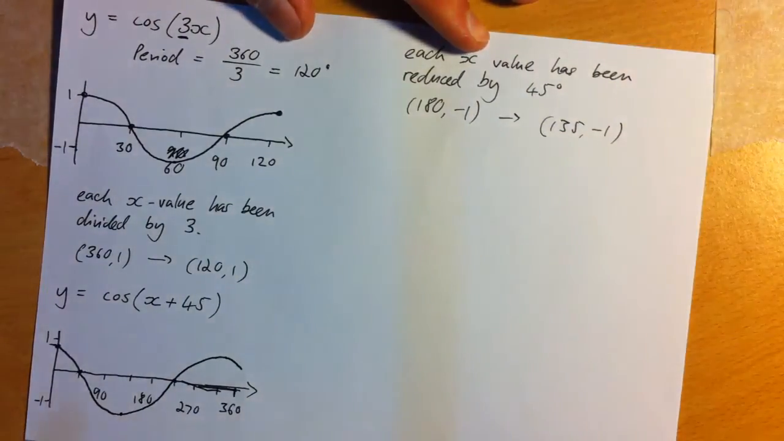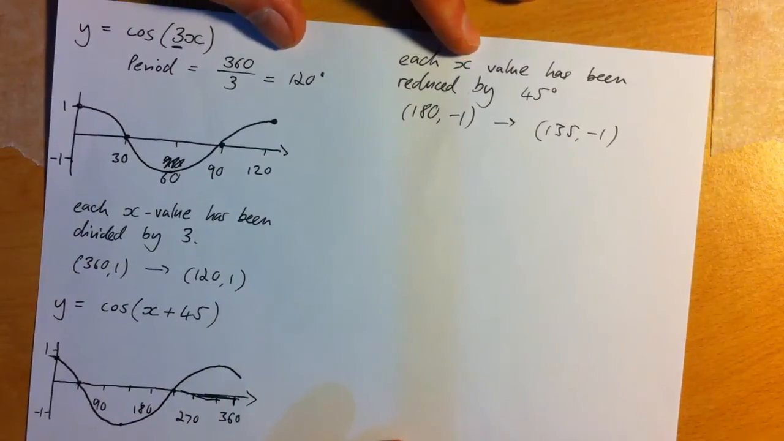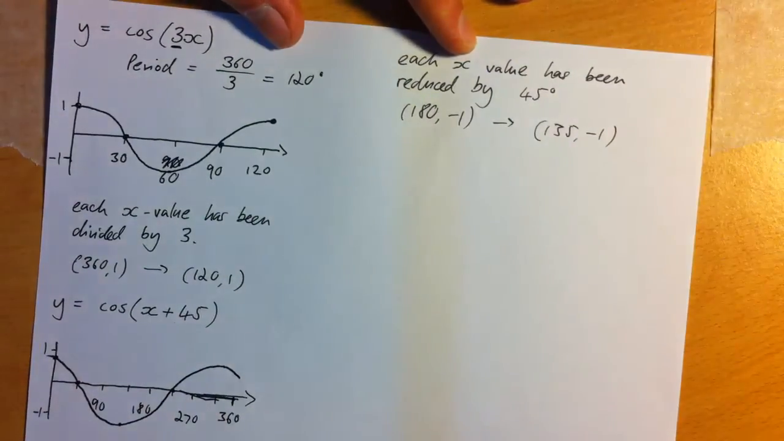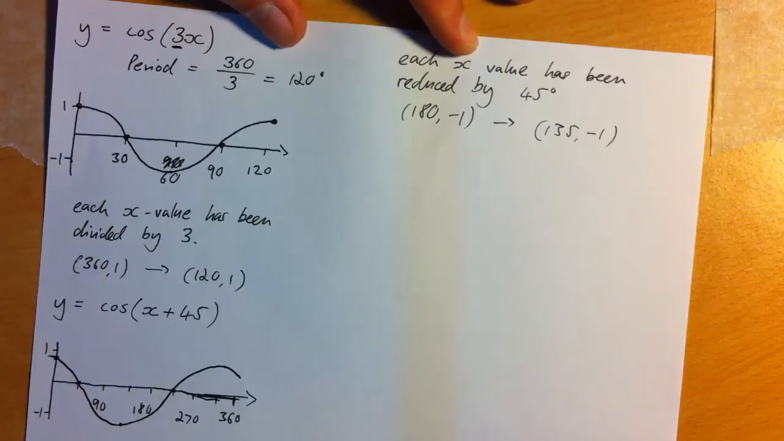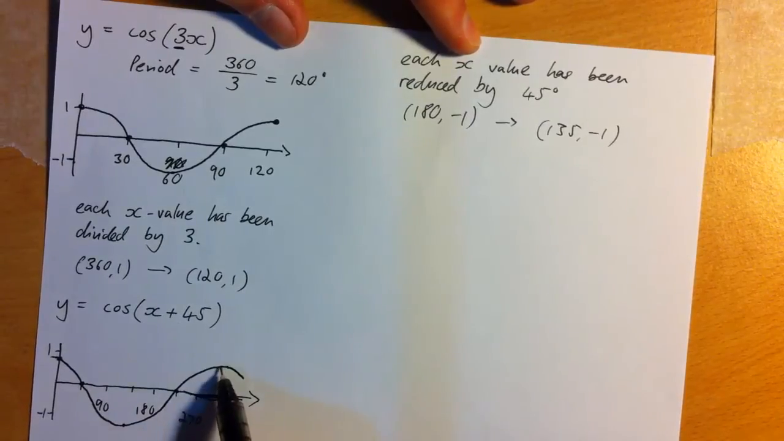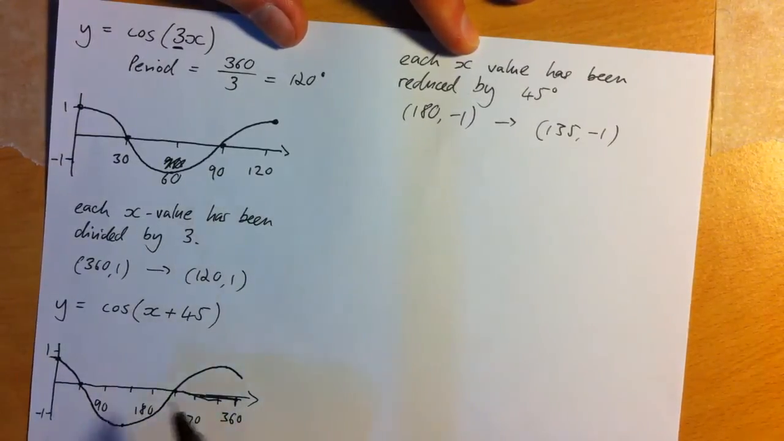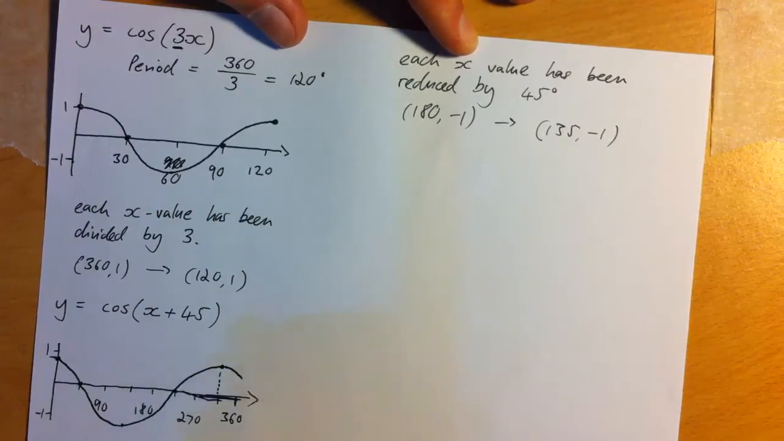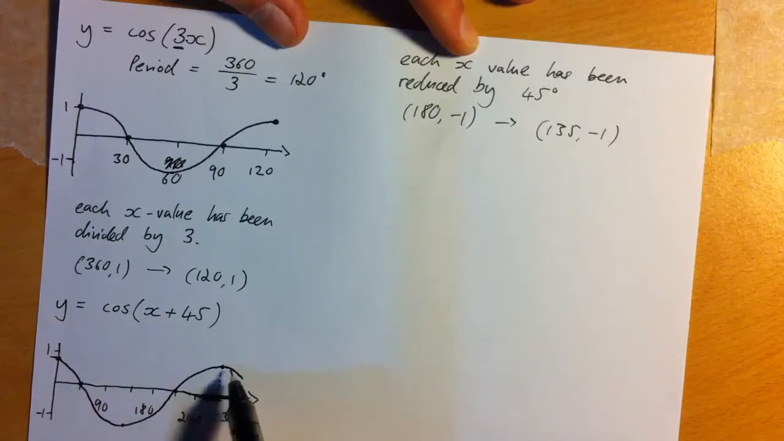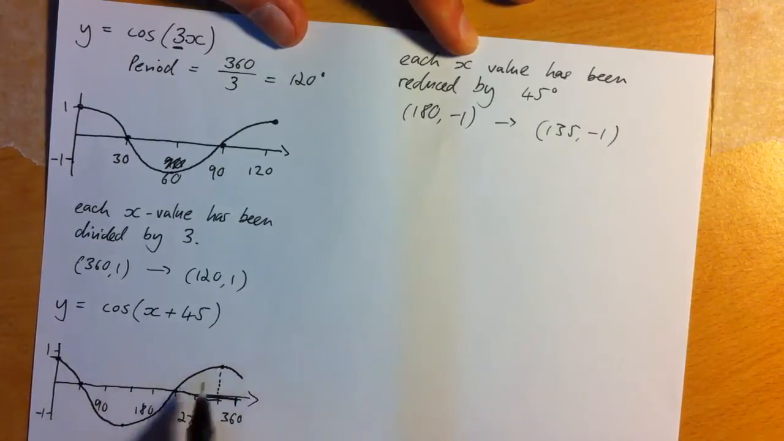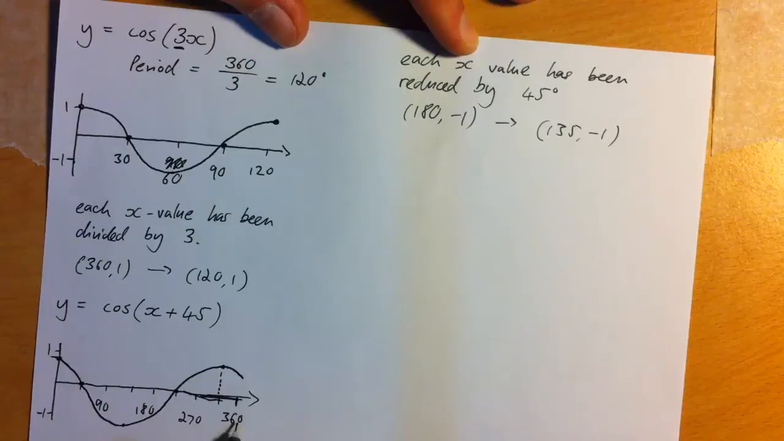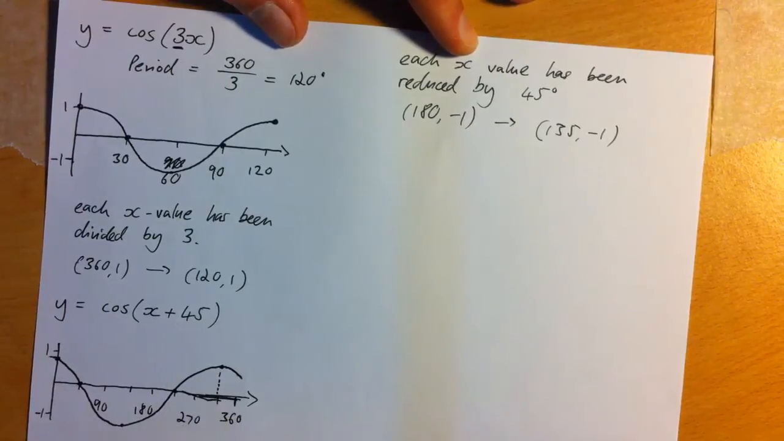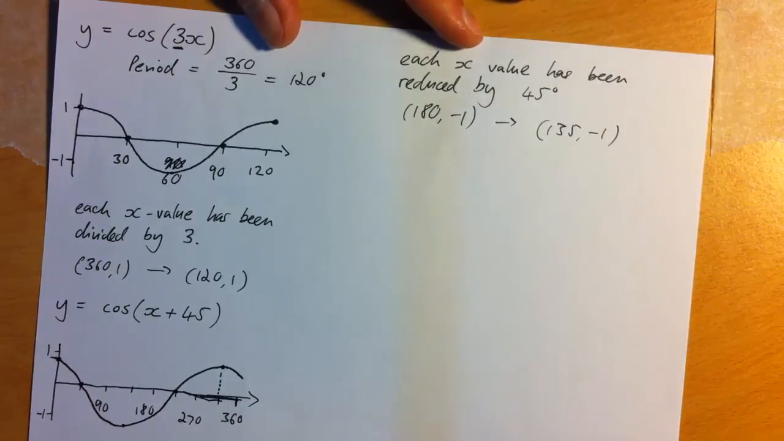So the corresponding point, the minimum point, has had its x value reduced by 45 degrees, and that will be true for every single point on this graph. I'm sure you can see on the original graph, if you go back in the video, that it originally reached 1 for a second time, the second peak of the graph, at 360 degrees. But now it reaches it at 315 degrees, so it's reached it 45 degrees earlier.